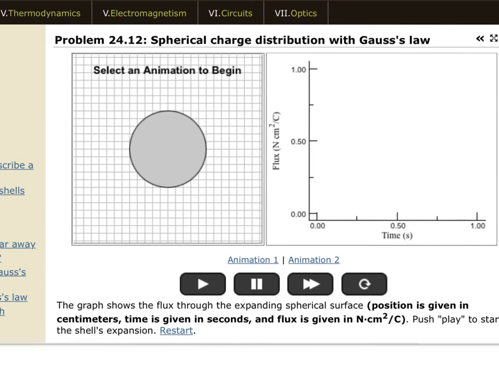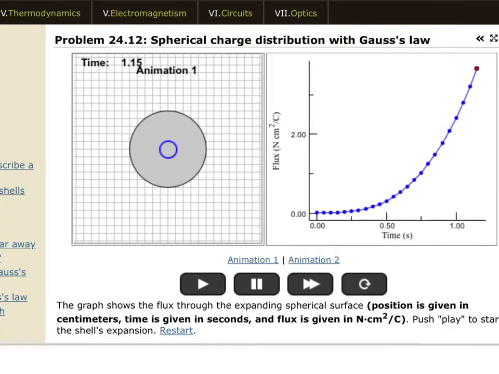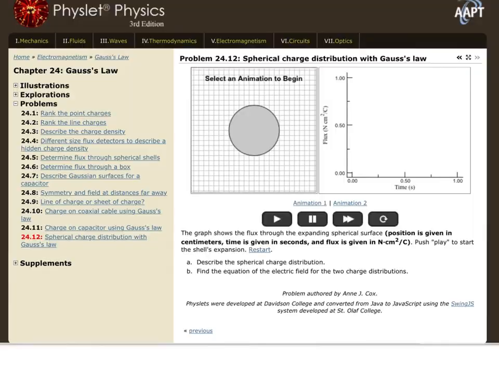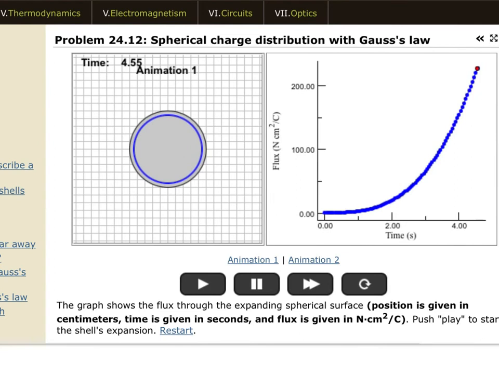And now, number 12, 2 animations. And so read over the instructions. When you start play, you'll have an expanding spherical surface, a flux detector. So watch what happens when I play animation 1. Press the button. There's the detector. It's expanding. As it expands, it's reading the flux through it, and it's plotting it in real time in the graph to the right. Notice what happens.